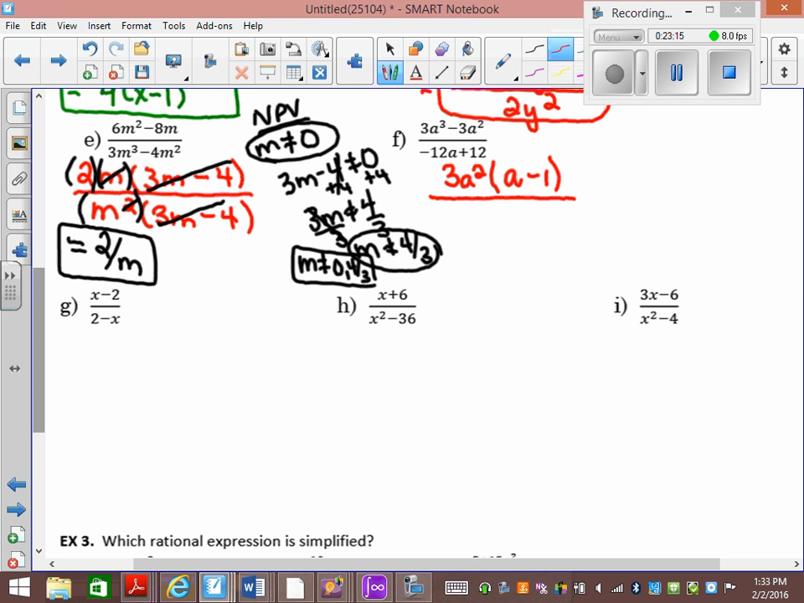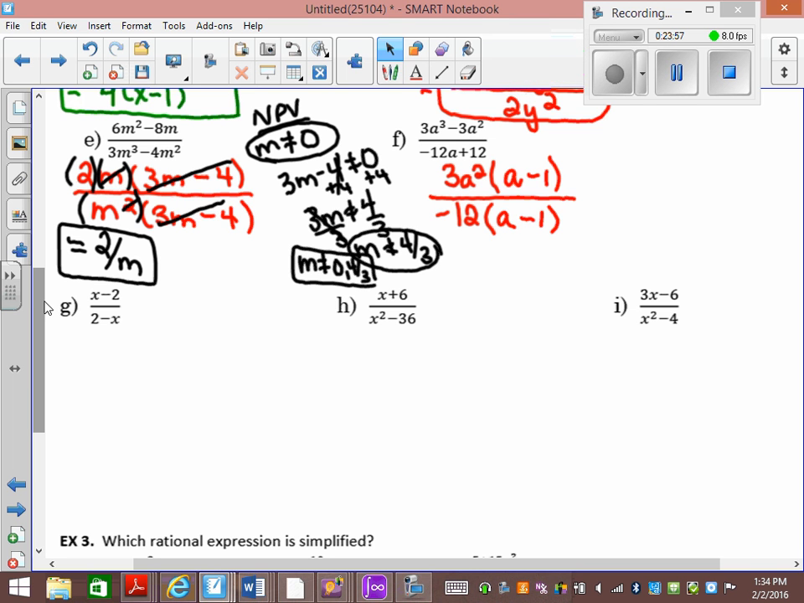On the bottom, Julia, what can I take out? If I take out a 12, then I'm left with negative a plus 1, and I need it to be positive a minus 1 so that they cancel. So instead of taking out a positive 12, maybe I should take out a negative 12. So if I take out a negative 12, I'm left with positive a, and then positive 12 divided by negative 12 is minus 1. And now they match. And if you were to take out a positive 12, you might catch there the opposite sign and go back and take the negative out after. Okay?